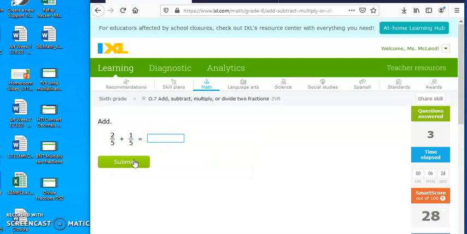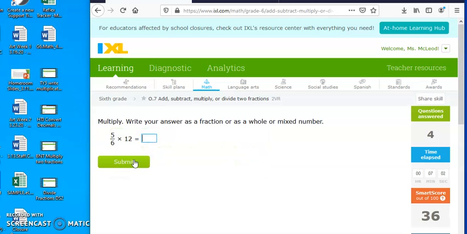Perfect. Here's another one. Again, we're going to use our paper. This is a little bit more simple problem because the denominator is the same right now. It's 2 over 5 plus 1 over 5. So we're going to take 2 plus 1, that equals 3. And remember, we're not going to add together the denominator. It stays the same. It's 5, so the answer is 3 over 5.